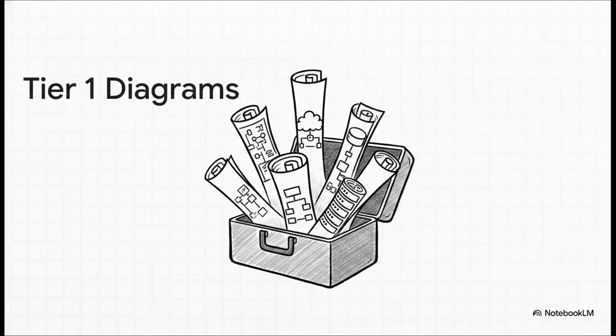So here's your core toolkit. You've got the high-level design, the architecture diagram, the sequence diagram, the flow diagram, the deployment diagram, and lastly, the database entity relationship, or ER, diagram. If you master just these 6, you are already miles ahead of the competition.